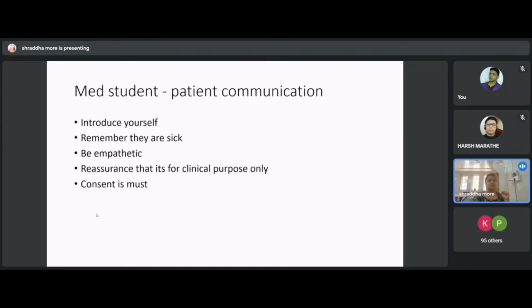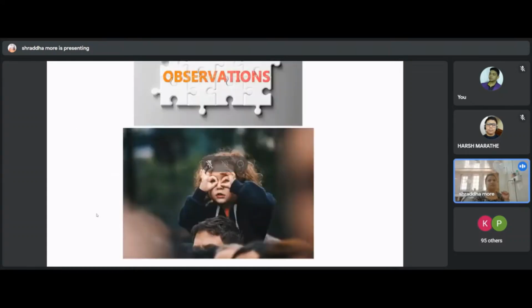If it is no, it is no. So consent is something which is a must, and patients do give consent. Okay, but they have maintained their privacy as well. Respect that. Observations. Observe the patient.